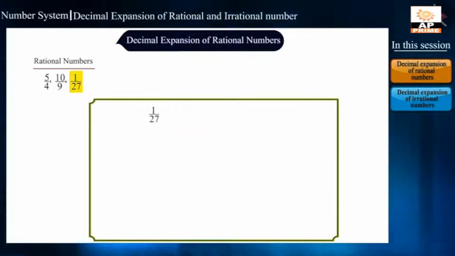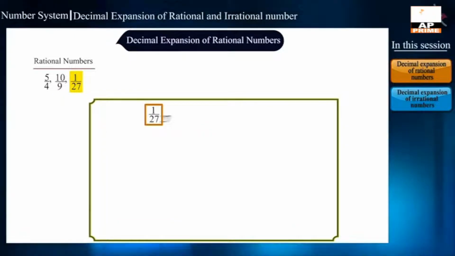If we look at the third example, 1 by 27. Here too, the remainder is not 0.